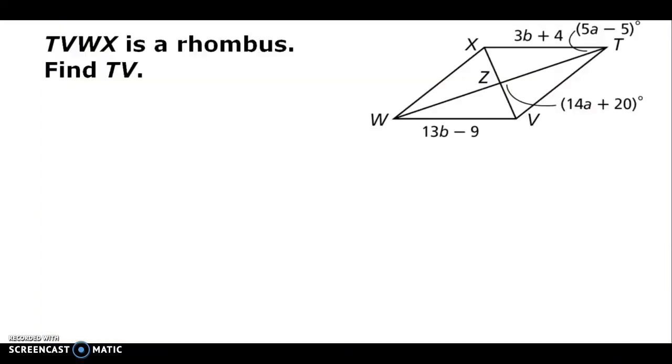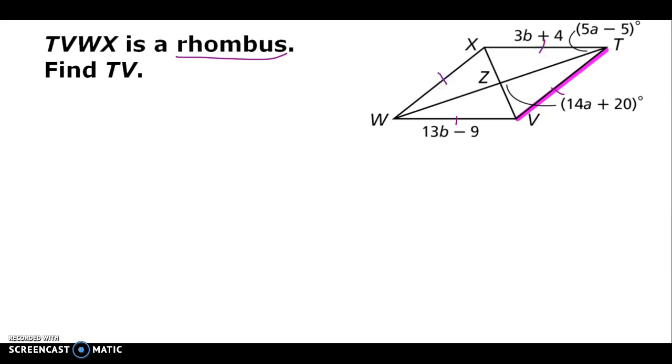This example is on the front of your notes. Okay, we're trying to find TV. I'll highlight, nice little pink. Okay, so what do we know about sides of a rhombus? You know it's a rhombus. All sides of the rhombus are equal. So I can put this equal to this, this, and this.